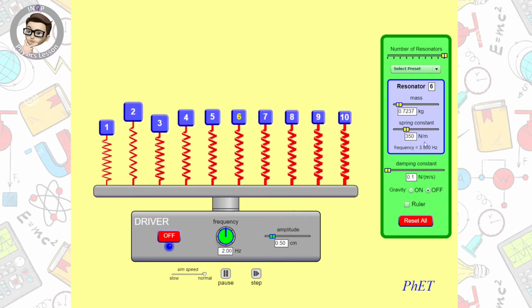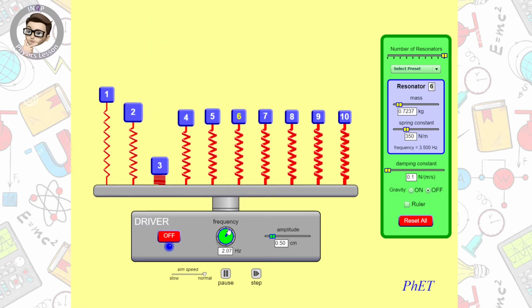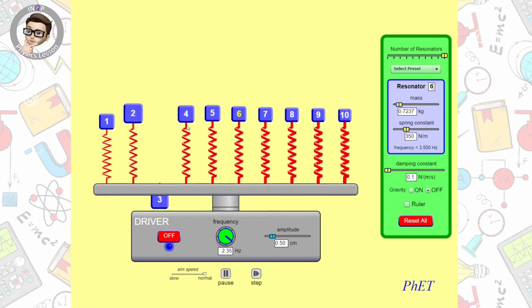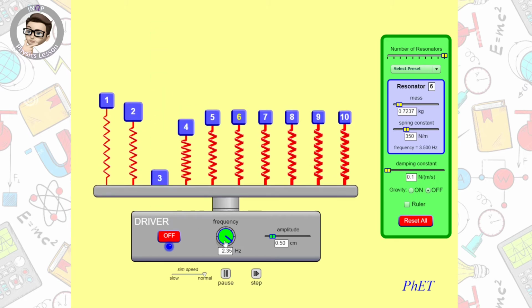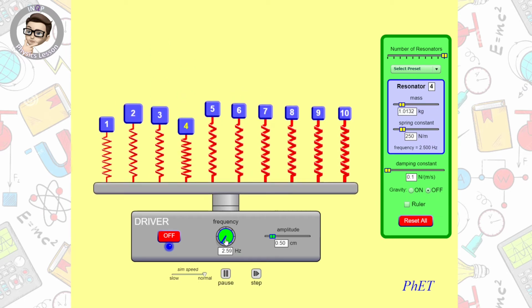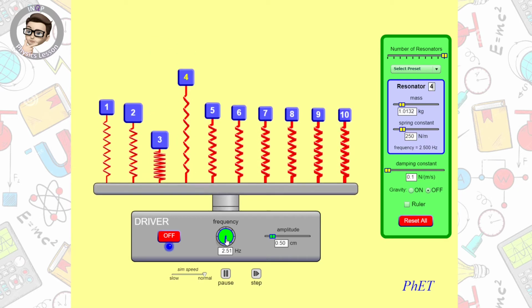Let's make 6 oscillate. It's going to be 3.5 Hertz. So let's keep increasing it. And we must have hit very near to 4's resonant frequency. Let's just find out what that would be. In fact, it's going to be that, 2.5. So just slightly over. Let's bring it back down to 2.5.